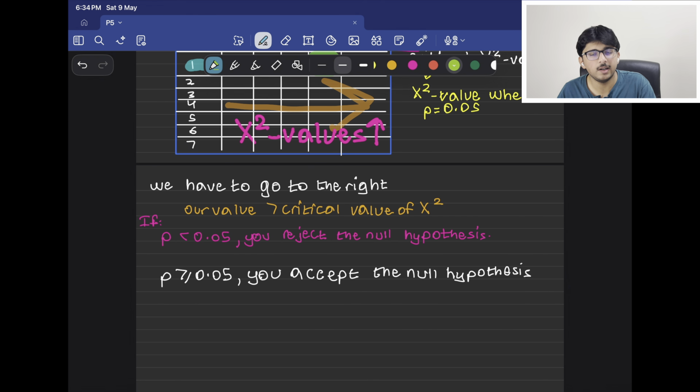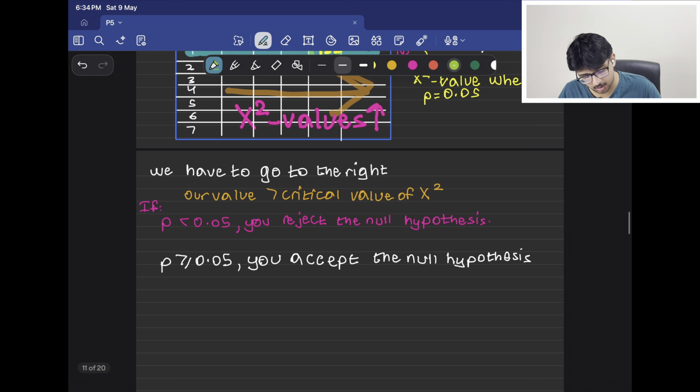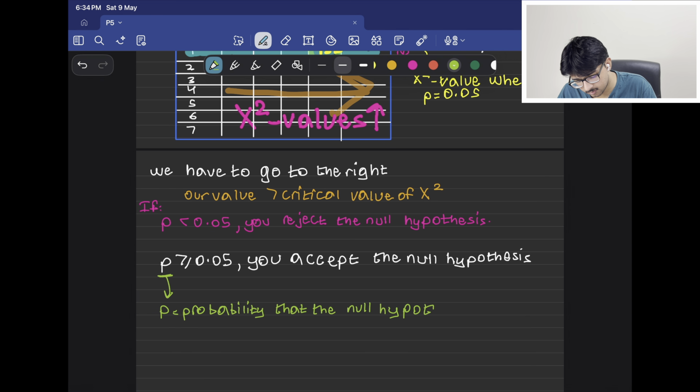But why are we doing that? It's because you first need to understand what p means. P is basically the probability that the null hypothesis is true.